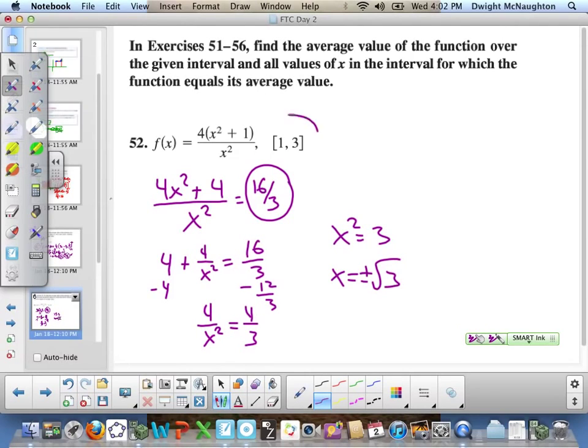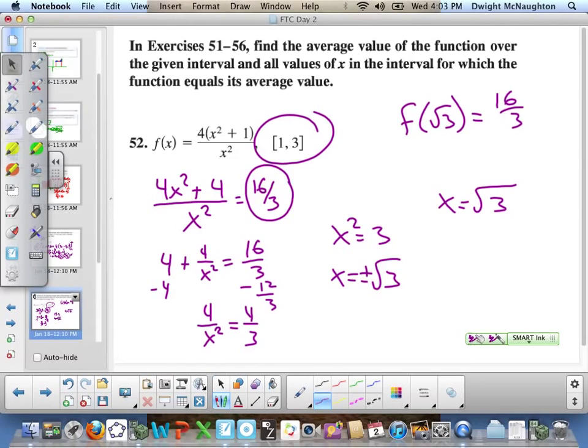Pay attention to our interval. It can't be negative. So the average happens at the square root of 3. So the average is f of square root of 3 equals 16/3.